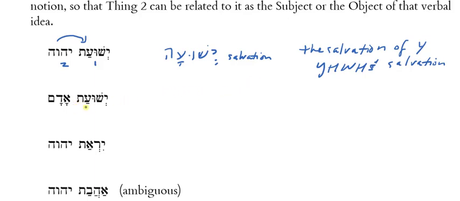Now over here we have a different thing 2. Instead of Adonai, it's Adam. Yeshuat Adam. The salvation of man.